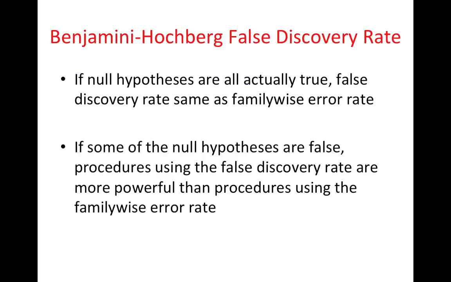It turns out if the null hypotheses are all true, the false discovery rate is the same thing as the familywise error rate, so that's a nice feature that these two goals coincide in that way. And if some of the null hypotheses are false, it's more powerful to use the false discovery rate procedures than the familywise error rate procedures. We're more able to actually have discoveries. We're not going to be so conservative that we never reject any nulls if we're using Benjamini-Hochberg.